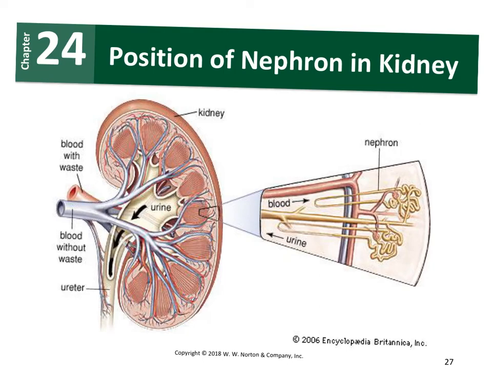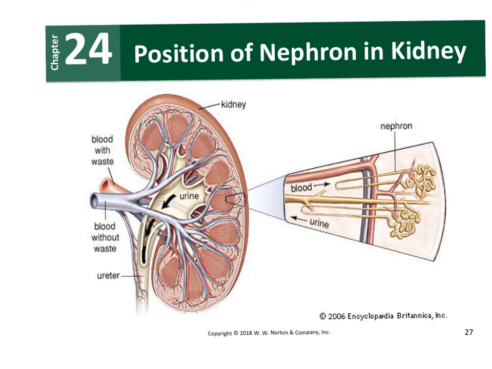Okay. Position of nephrons in the kidney. So, you've got blood coming in without waste, that's being sent out, and blood with waste coming into the kidney, and then out of the kidney. Okay? The kidney, here's the kidney, and they have all these compartments that are the nephrons. Okay? These are the nephrons. The urine, of course, is then pumped out.